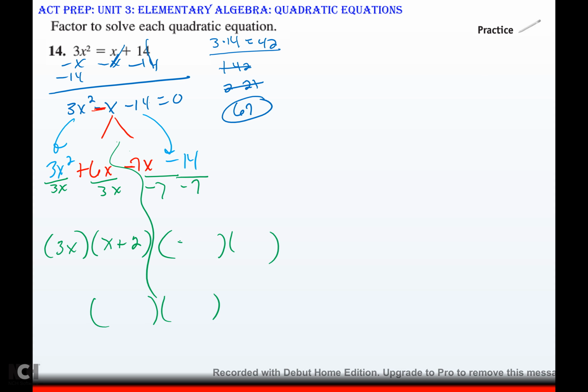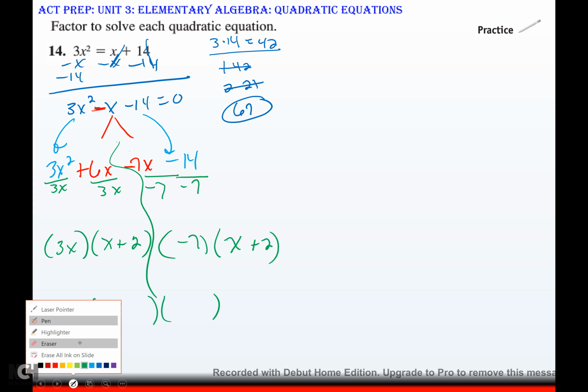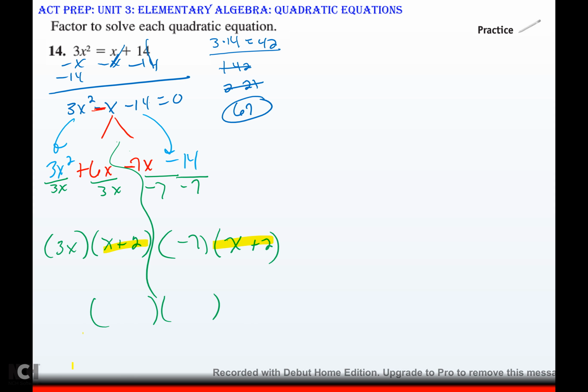Alright, so I have negative 7. A little bigger space there. What's negative 7x divided by negative 7? Positive x. Negative 14 divided by negative 7 would be positive 2. And if you look, I have a matching binomial, which makes that my GCF again.